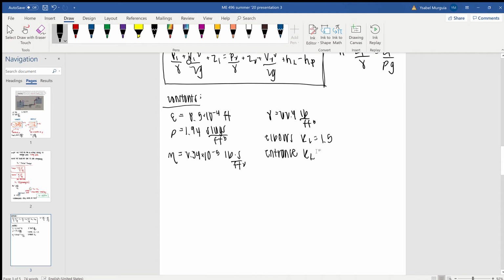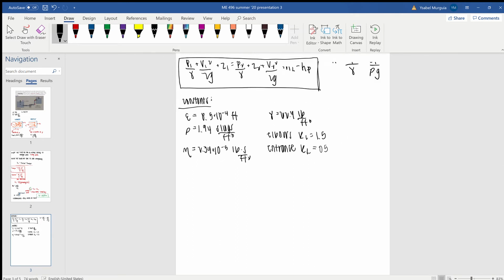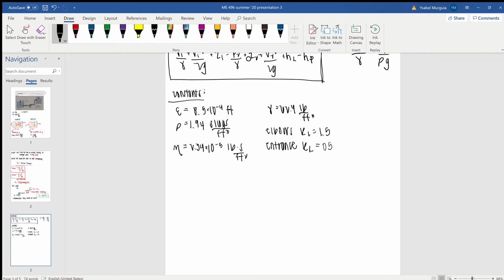So the entrance, K sub L: in the problem statement, it said it is sharp edged, so I looked up the loss coefficient for a sharp edged entrance, and that is 0.5. And then the exit, K sub L, is going to be 1.0. Okay, so that's all of the constants that I will be utilizing throughout this problem solving. So we'll go ahead and section that off.